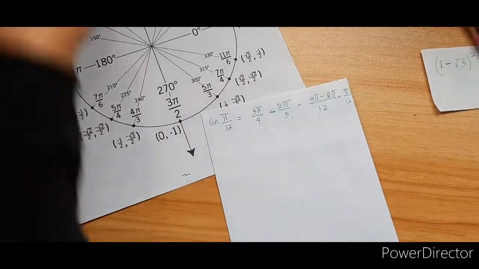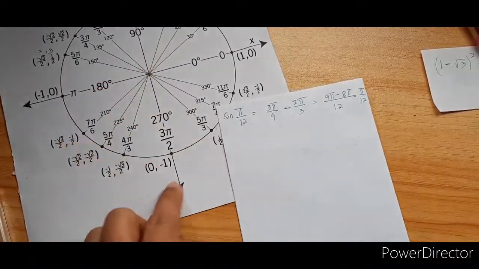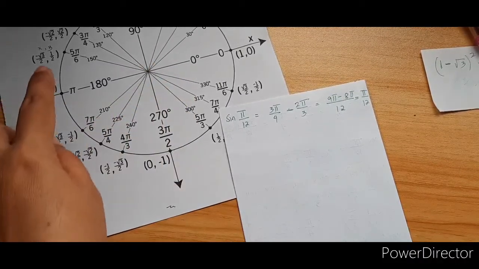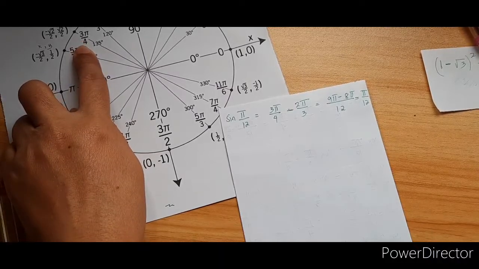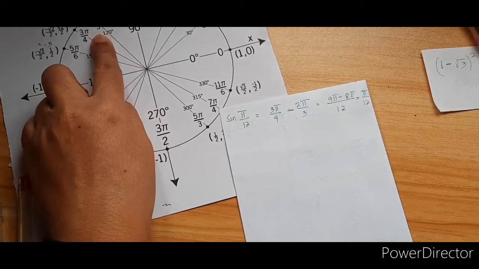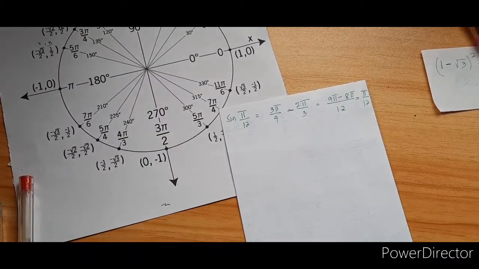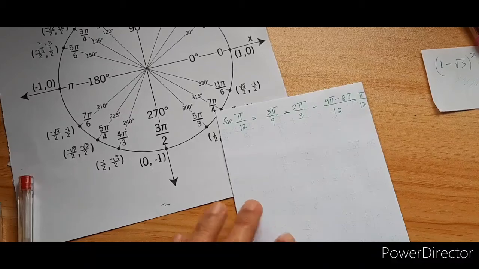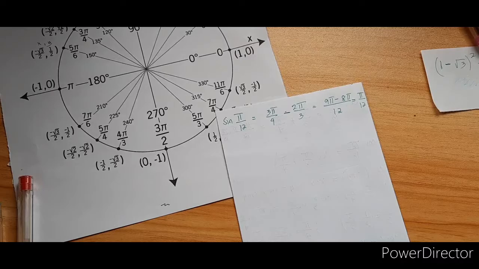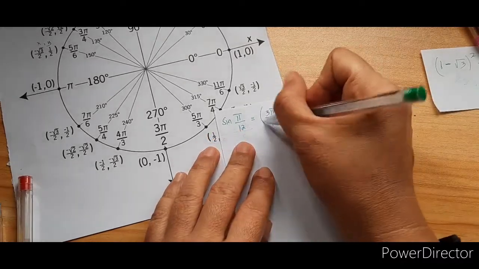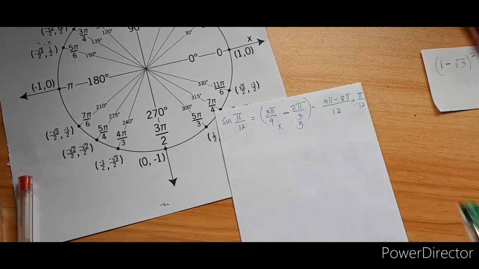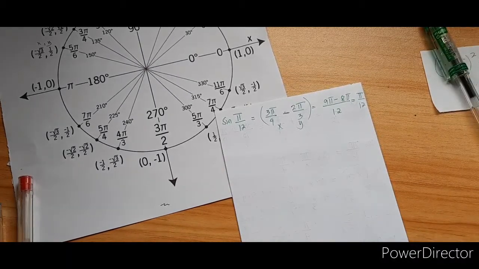Yehey! Meron na tayong dalawa. Kasi nandun yung 3 pi over 4, and then we have 2 pi over 3. Ayan. Okay? So, let us proceed. Ano yung una nating gagawin? So, meron na tayong x and y. Ito yung ating x and y. Okay? So, ang susunod na gagawin natin ay tignan natin yung formula.